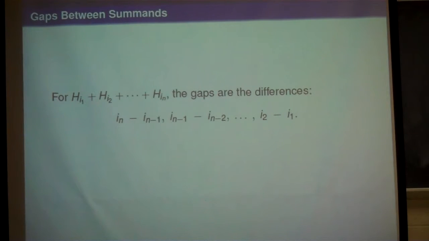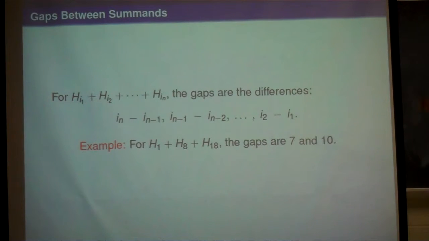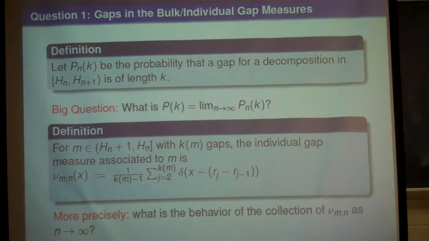Now, if we're asking questions about the longest run of heads, then we need a notion of a gap between summands. Suppose you have a number written in terms of our sequence as a sum. Then we define the gaps between summands to be the differences between the indices of the summands. So for instance, for this number, h_1 plus h_8 plus h_18, the gaps between summands are 7 and 10.